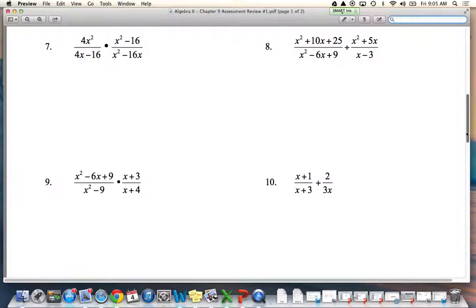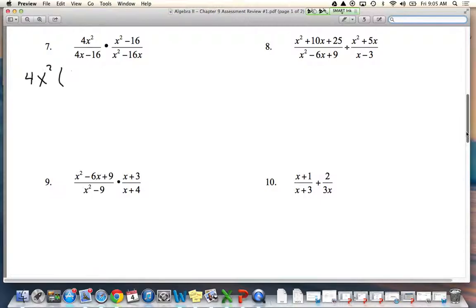All right. For number 7, we're multiplying. When we multiply, we want to do some cross-canceling first on this one because I don't want to multiply 4 squared times x squared minus 16 and so forth. So I'm going to just go ahead and do some factoring right away to see if things can go away.